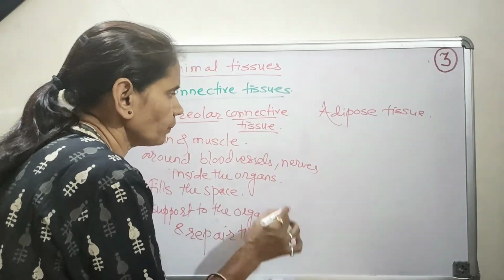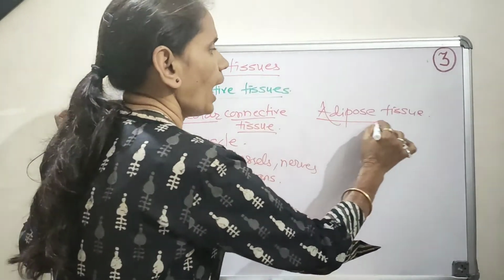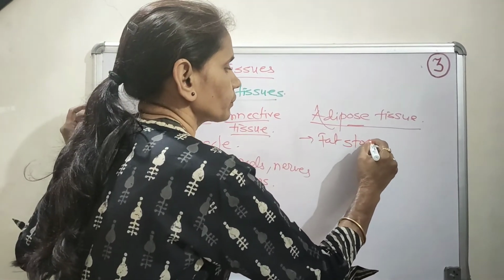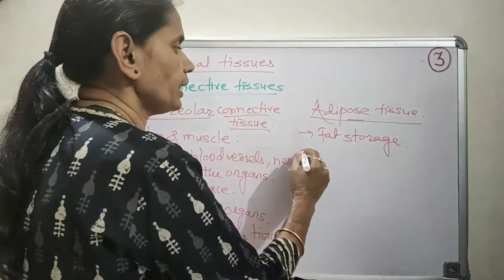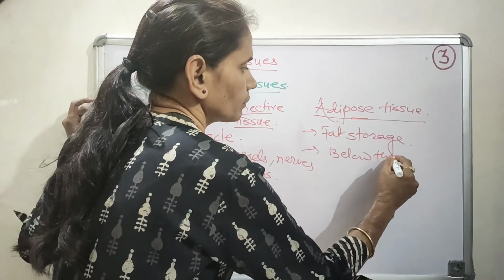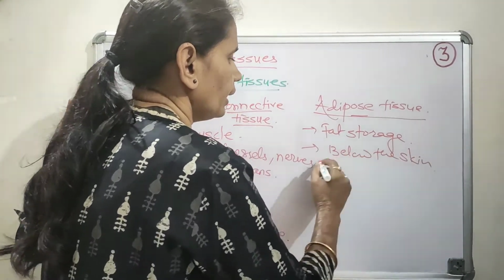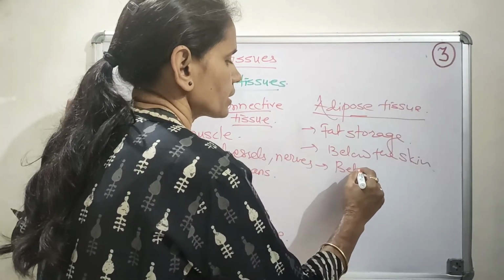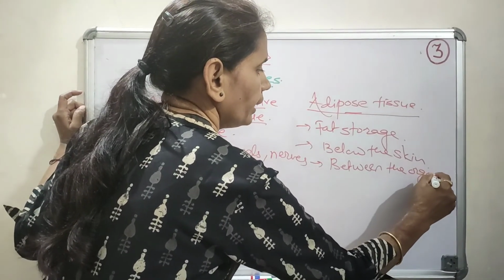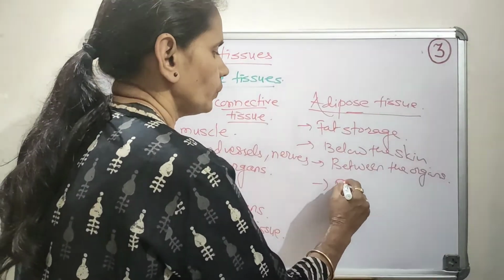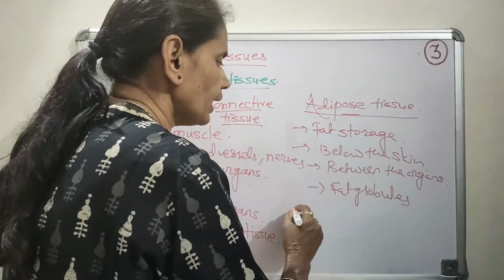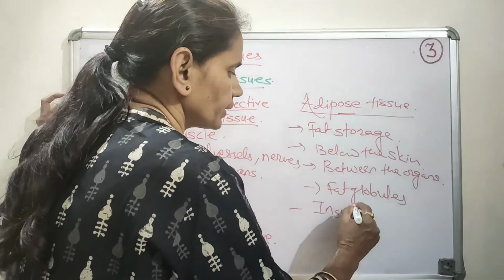Now the last type of connective tissue is the adipose tissue. It is the fat storage tissue. It is present below the skin and between the organs. It consists of fat globules, and as it consists of fat globules, it acts as an insulator.